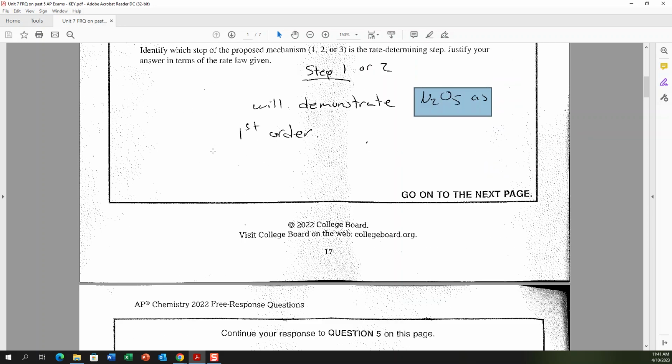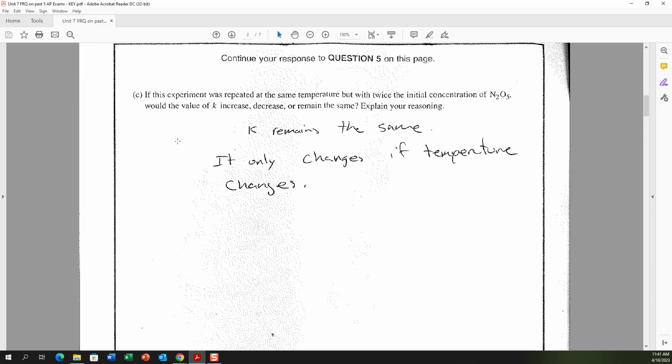Okay. And then part C, that's a very quick and easy one. Remember, constants, the equilibrium constant and the rate constant, only change if temperature changes. So they're telling you same temperature, so the rate constant remains the same.